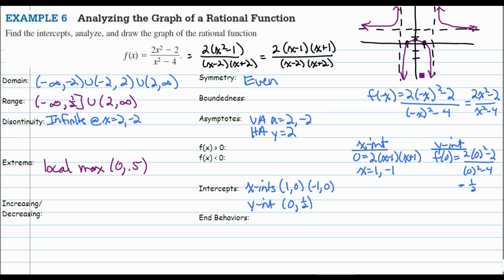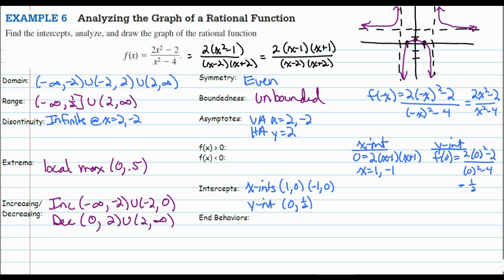Now, because my range does go from negative infinity up to positive infinity, the boundedness is unbounded. This function does change from increasing to decreasing, so we have to put some thought into the increasing and decreasing portion. We're increasing all the way up to the maximum, leaving out the vertical asymptote. Then we're decreasing after the maximum, again leaving out the vertical asymptote.